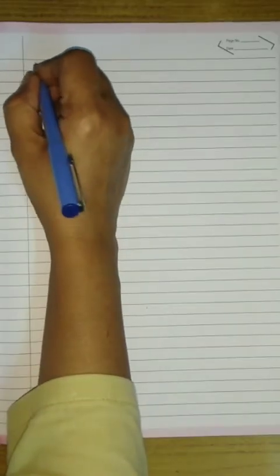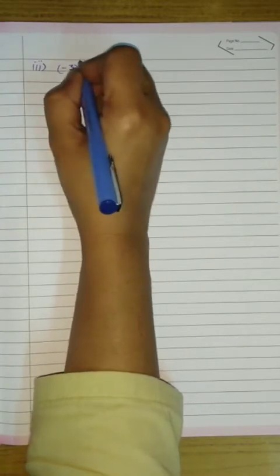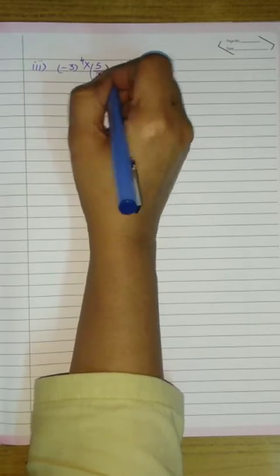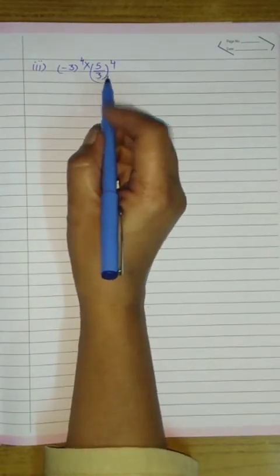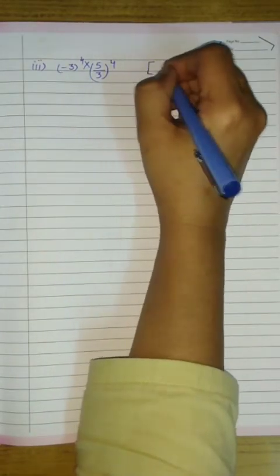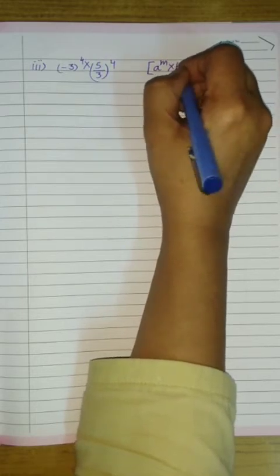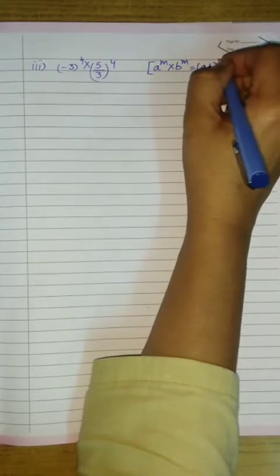Part third is (-3)^4 into (5/3)^4. In this part, both the bases are different but the power is same. So we will use here the law of exponent, that is a^m into b^m is equal to (ab)^m.